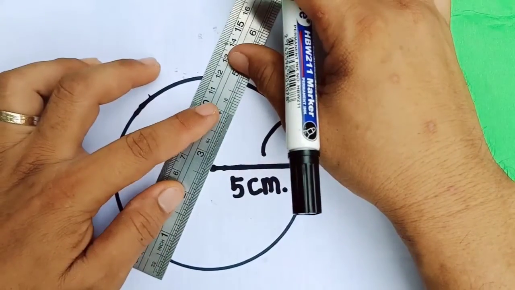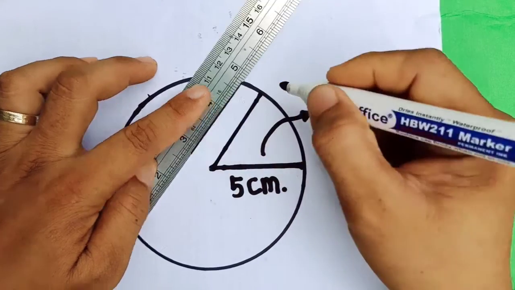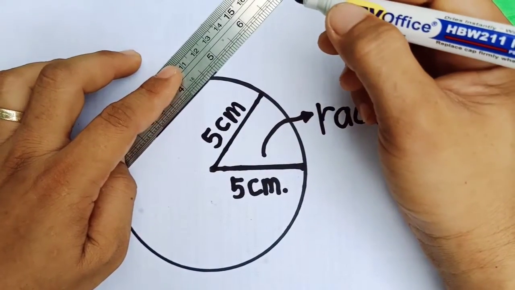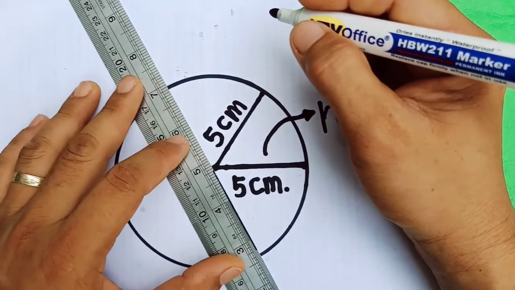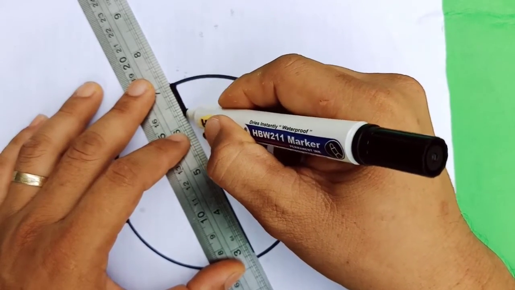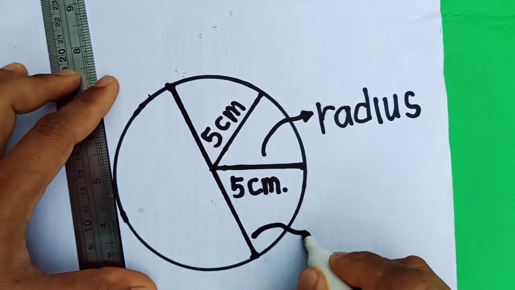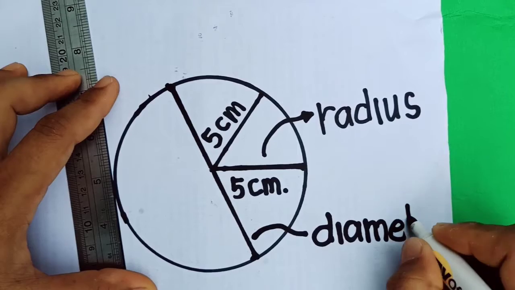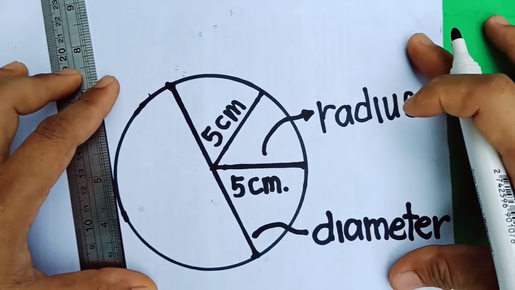Then this line here is also 5 cm. If I draw a line from one point of the circumference that goes across the center, this one is a diameter. A diameter is 2 times the radius.